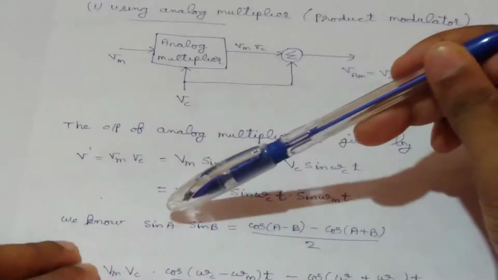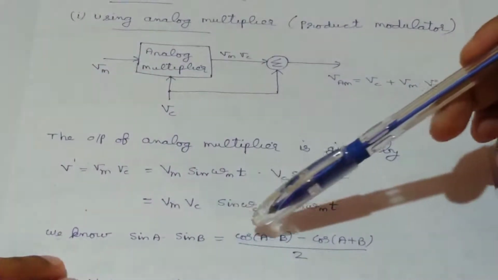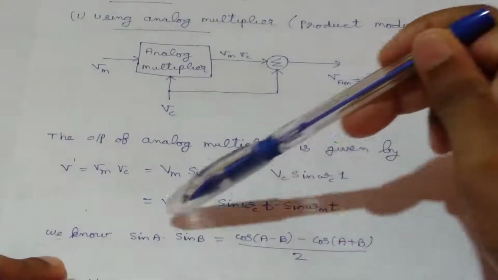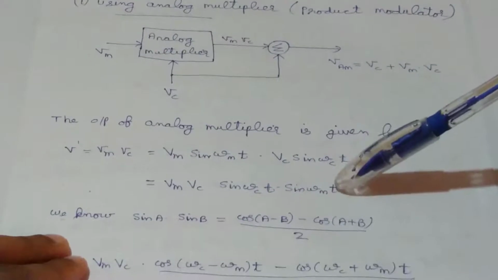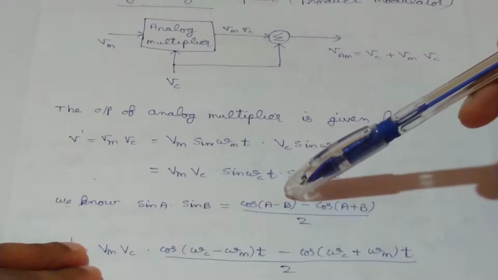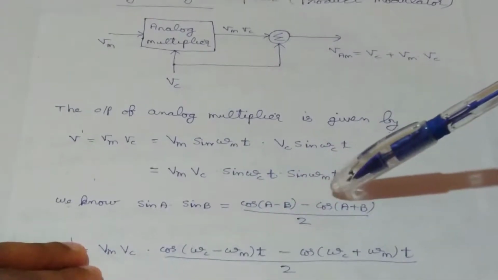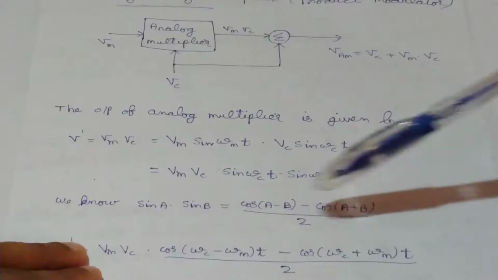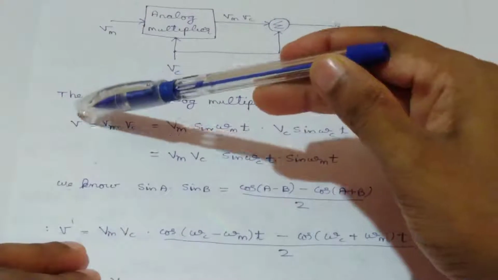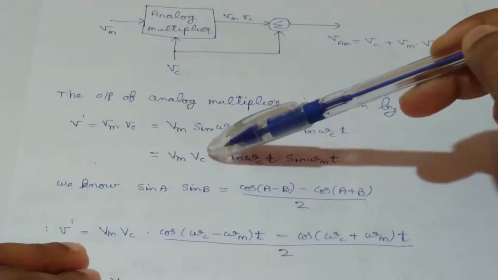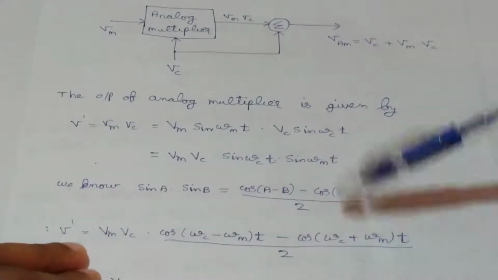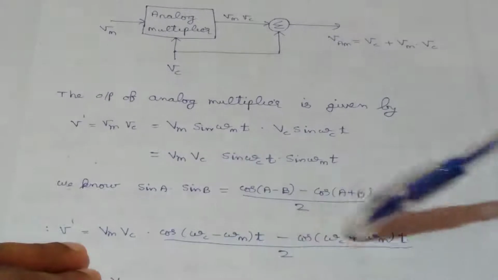Then we know sin A sin B is equal to cos(A minus B) minus cos(A plus B), divided by 2. So by using this relation we can replace sin omega ct sin omega mt with cos(omega c minus omega m)t minus cos(omega c plus omega m)t, divided by 2. Then we can write the V dash equation as V dash is equal to VmVc into cos(omega c minus omega m)t minus cos(omega c plus omega m)t, divided by 2.